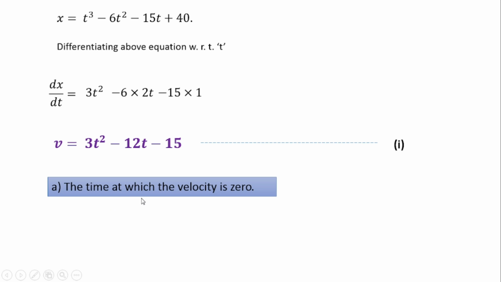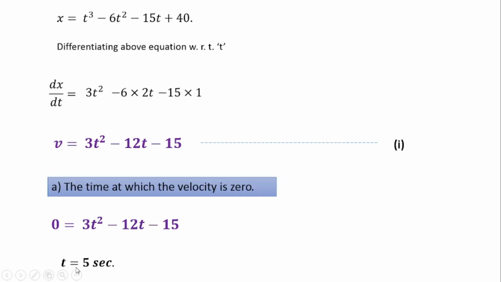The time at which the velocity is 0. For that, we can substitute v is equal to 0. So this equation becomes 0 is equal to 3t square minus 12t minus 15. We can solve this equation using calculators. So we'll get the value of t is equal to 5 seconds by doing the calculation.